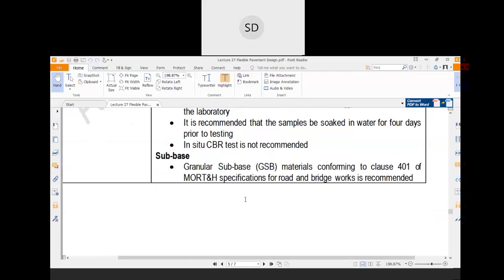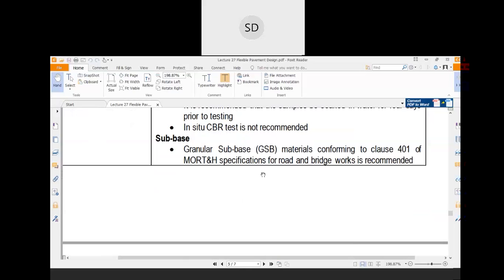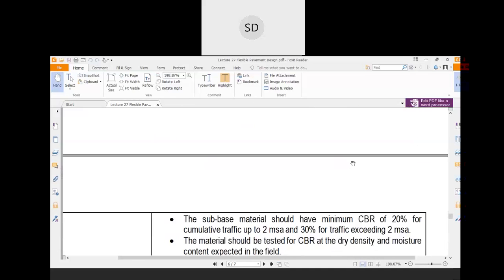So after that, the next course is the sub-base course. The sub-base course is also called the granular sub-base course or GSB layer, and this material should conform to clause 401 of MoRTH. MoRTH means Ministry of Road Transport and Highways of India. Their specifications for road and bridge work are recommended.